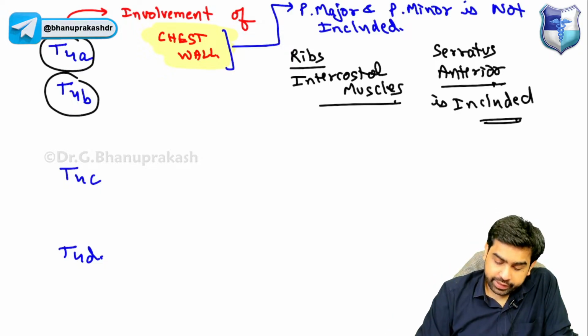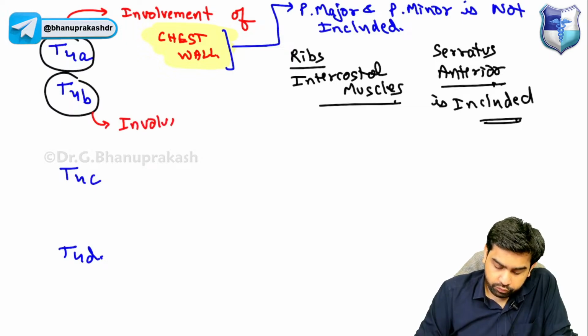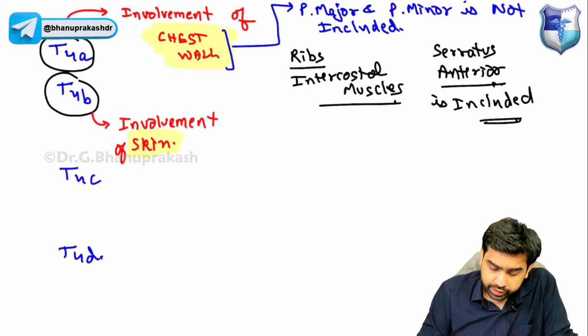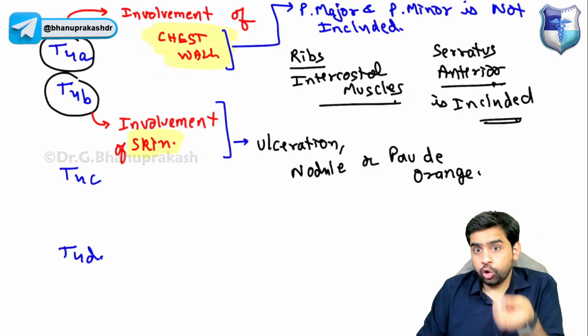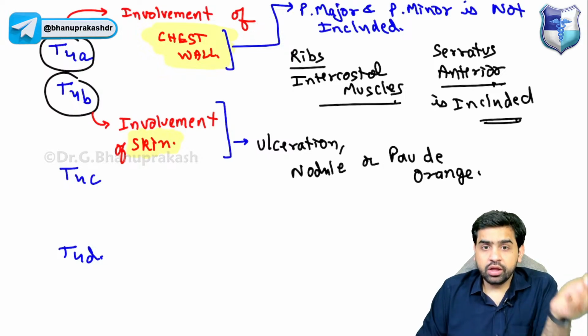What is T4B? In T4B, there is involvement of the skin. So what is included in the skin? If a question says that on the skin there is ulceration, there is a nodule, or there is peau d'orange, then yes, you have involvement of the skin.